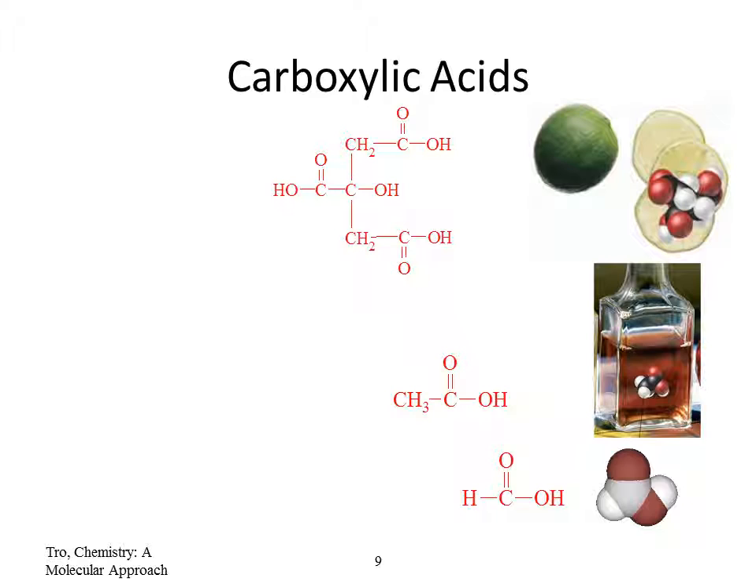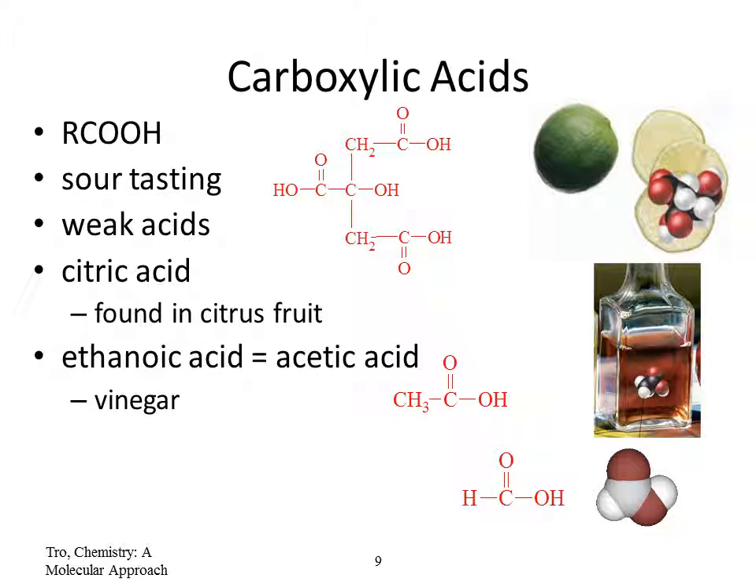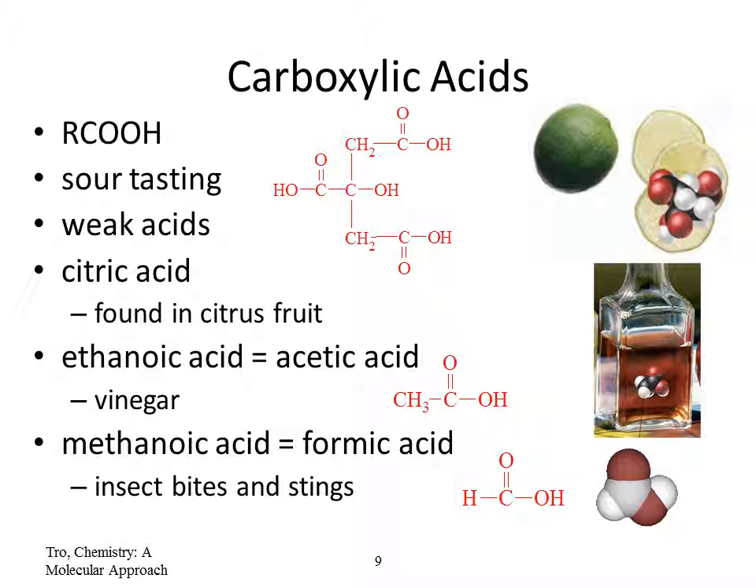Now we talk about the carboxylic group. In the carboxylic group, you will see COOH, a CO carbonyl and an OH group, and it is acidic because it has a hydrogen which can donate H plus. It's sour tasting. Those are all weak acids. The most common is citric acid, found in citrus fruit, and another is ethanoic acid, called acetic acid, found in vinegar, and the other one is methanoic, or formic acid, found in insect bites and stings.